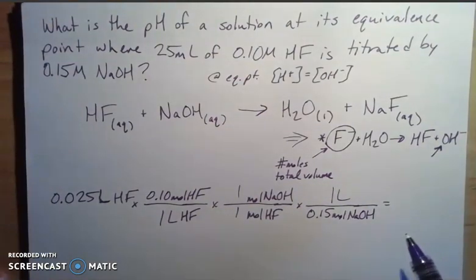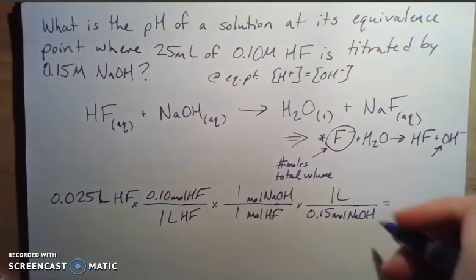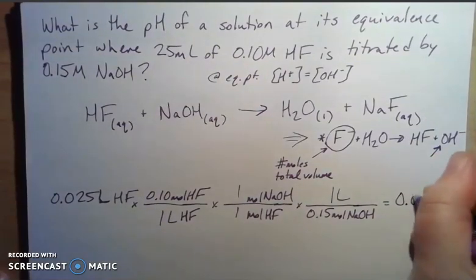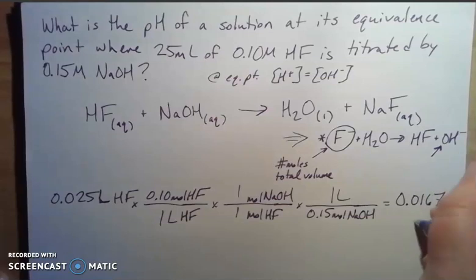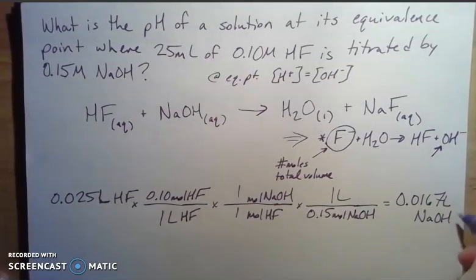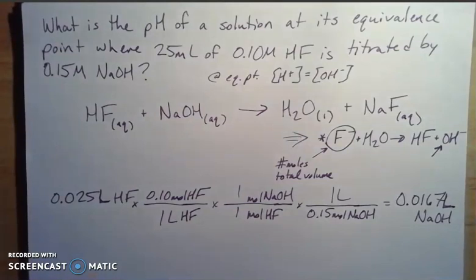Okay, so my setup here is going to give me the number of liters, and I end up with this many. And I'm keeping an extra sig fig here. We'll round at the end. So I have 0.0166, 16.7, so that'd be 16.7 milliliters if we're thinking about it in those terms.